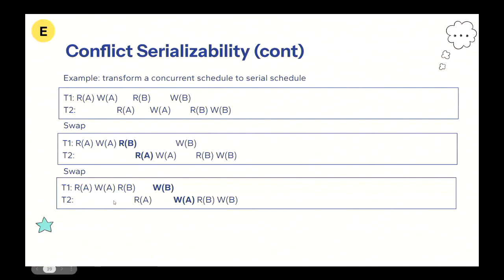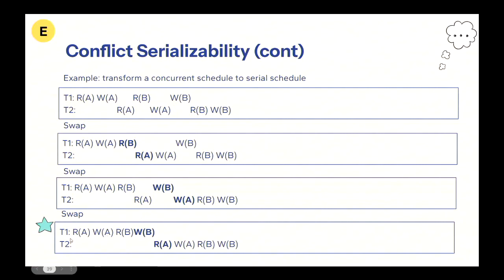Then we go through from the start again. Let's see, can we swap? This one is not meaningful for swapping again because we just swapped from RA first to RB first, so we don't swap it back. Can we swap again here to execute WB first and RA after WB? It's okay because they are operating on different data items. So we can do the swap again, and we get a serial schedule in the end.